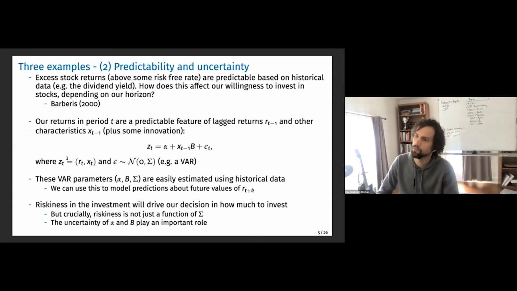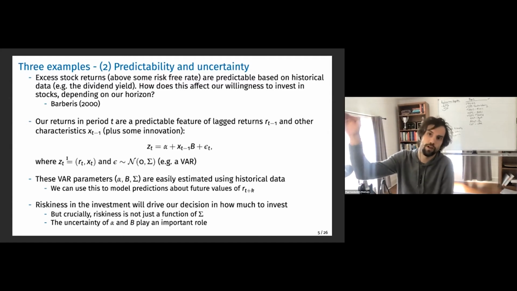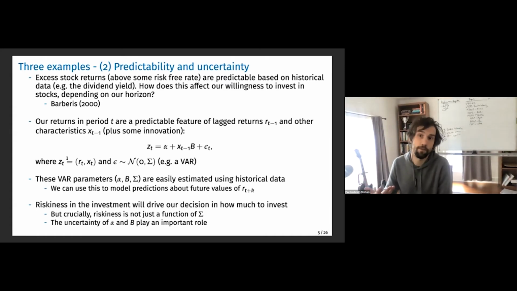The idea that's really important here is that riskiness in your investment is going to drive your decision on how much to invest. This is finance 101, right? Riskiness is important. But the important thing is that if you take this VAR, the riskiness is not just about the level version of expected returns and the variance matrix that goes in there. It's actually the uncertainty of the parameters that matters a lot too.